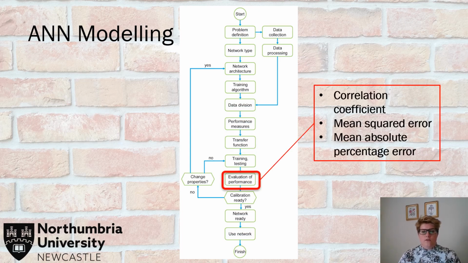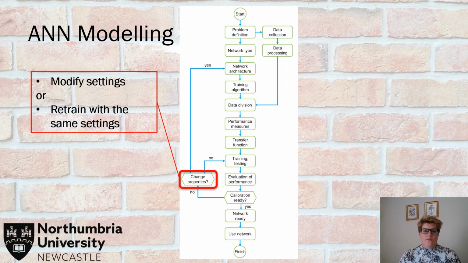And then when we have one network configuration set, then it's trained and tested, and the correlation coefficients, the mean squared error, the mean absolute percentage error are all calculated. And then we can determine whether these are acceptable for us for this model or not. If these are not acceptable, then we need to make some changes. We have 2 options. We can either modify the settings.